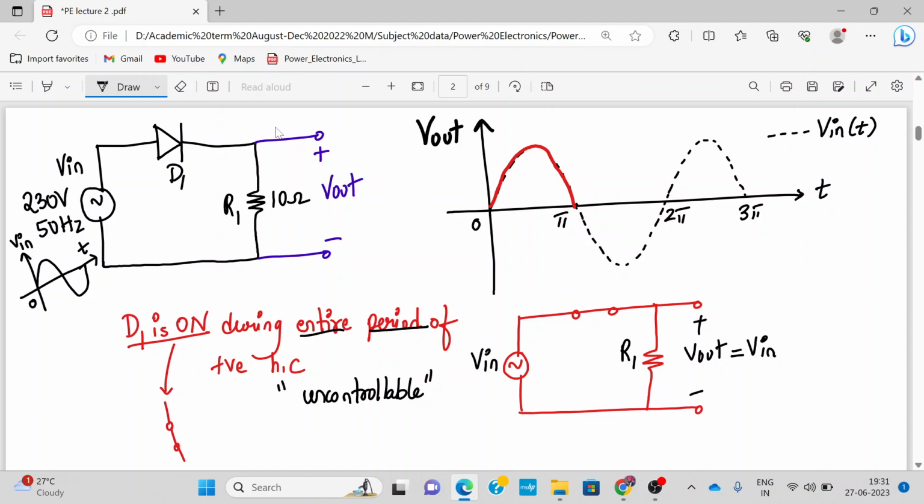The turning on of diode D1 is uncontrollable in this case. Once it turns on, we cannot turn it off at will. Once it turns on, it remains on unless the condition is satisfied. So that is during the entire positive half cycle. During this entire cycle, the diode turns on, and we have no control whatsoever over it.